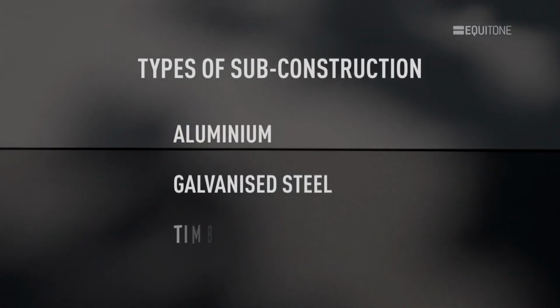Three types of subconstruction material are commonly used to carry our panels. These are aluminium, galvanized steel, or timber battens. Our panels are strong yet light, which reduces the amount of subconstruction needed. This gives us an advantage over some of our competitors.